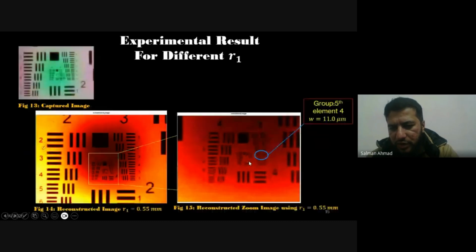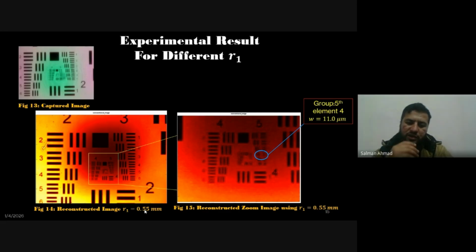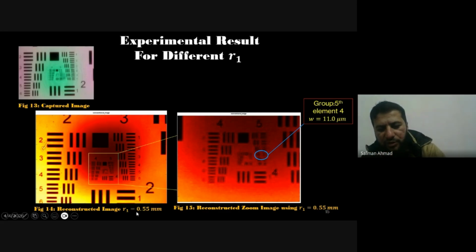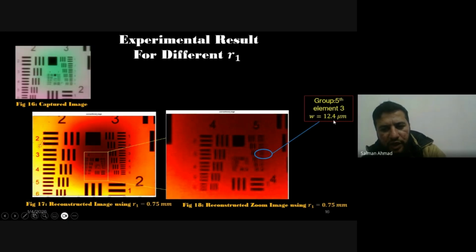After that, using the Fresnel zone aperture of 0.55 millimeter, by increasing that, we can easily resolve the fourth group element, which has 11 micrometer resolution, and by using 0.75 millimeter, the third element of that fifth group has been resolved, at 12.4 micrometer.